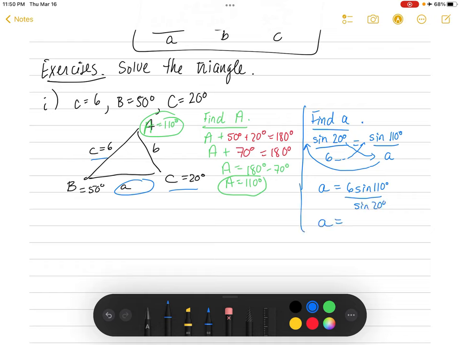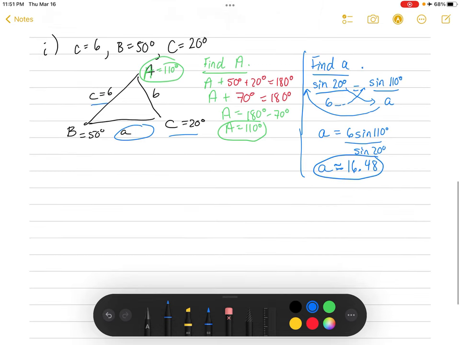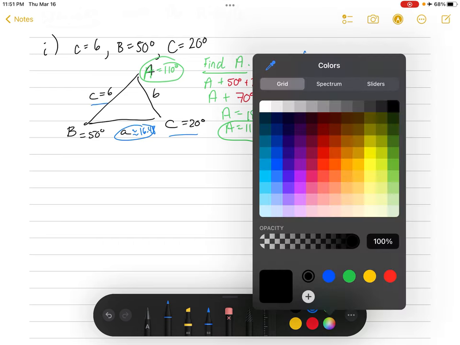So I'll bring out my calculator. I'll do 6 times the sine of 110 divided by the sine of 20, making sure I have this in degrees mode, and I do. 6 times sine of 110, close parentheses, divide that by the sine of 20. So I get approximately 16.48. So this is about 16.48.